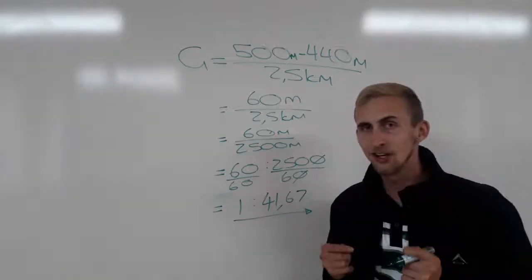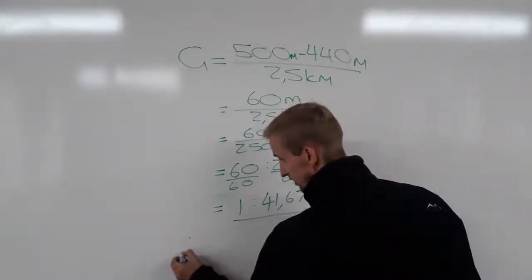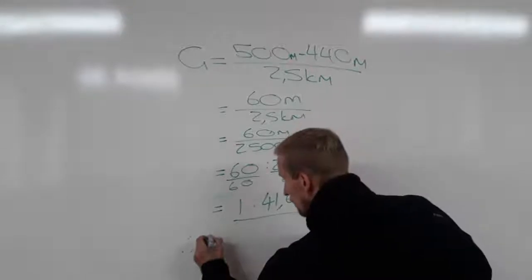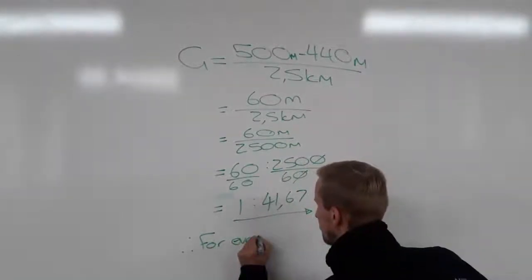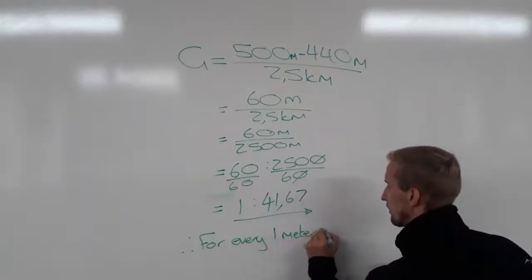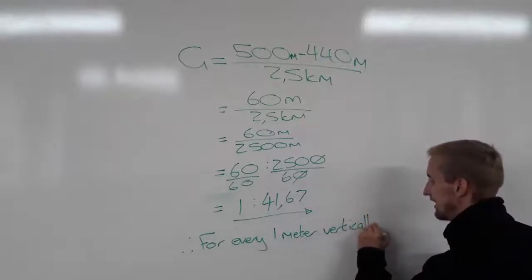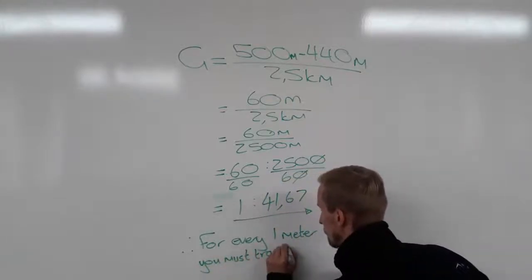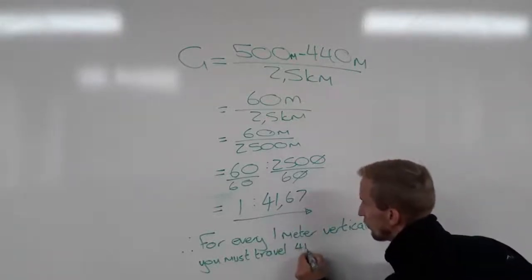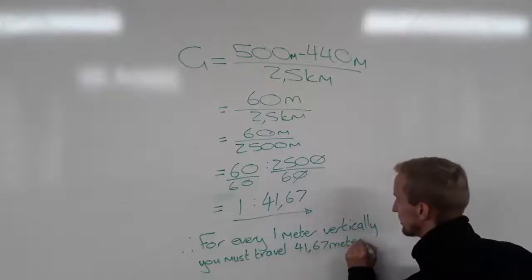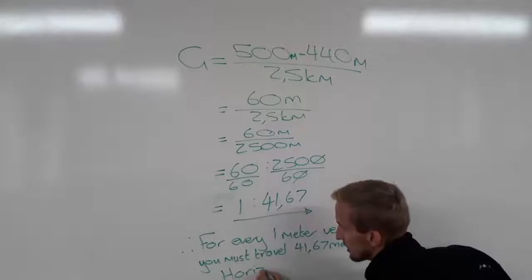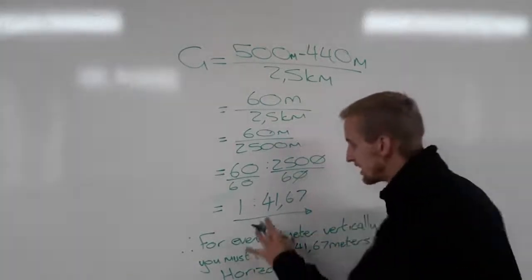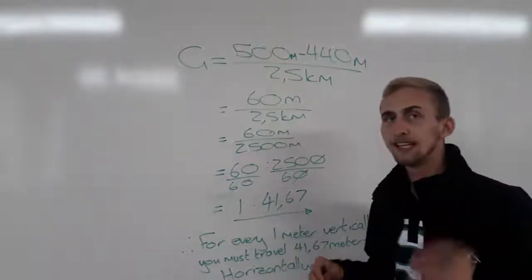That is not your final answer. Your final answer has to be this. Dot, dot, dot. That means therefore. Therefore, you say, for every 1 meter vertically, you must travel, this is now where the 41 comes in, 41.67 meters horizontally. And that will give you your final mark. That sentence is the final answer. Without that sentence, you don't get that last mark.